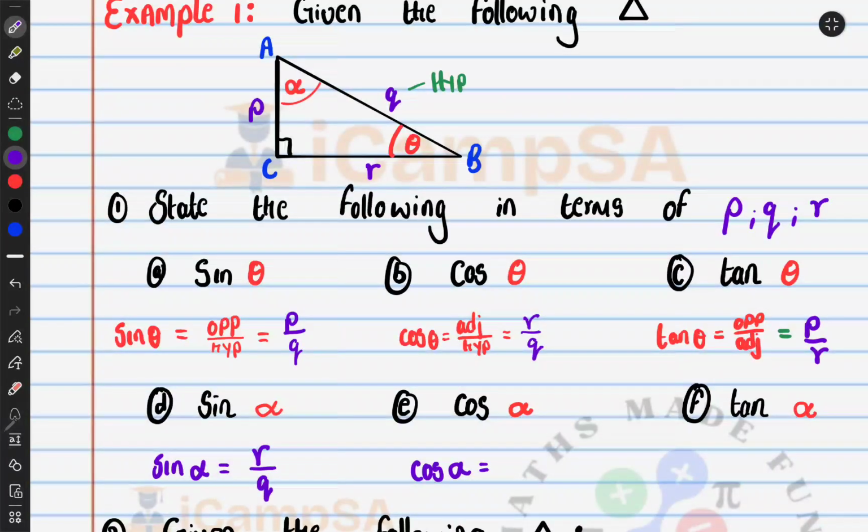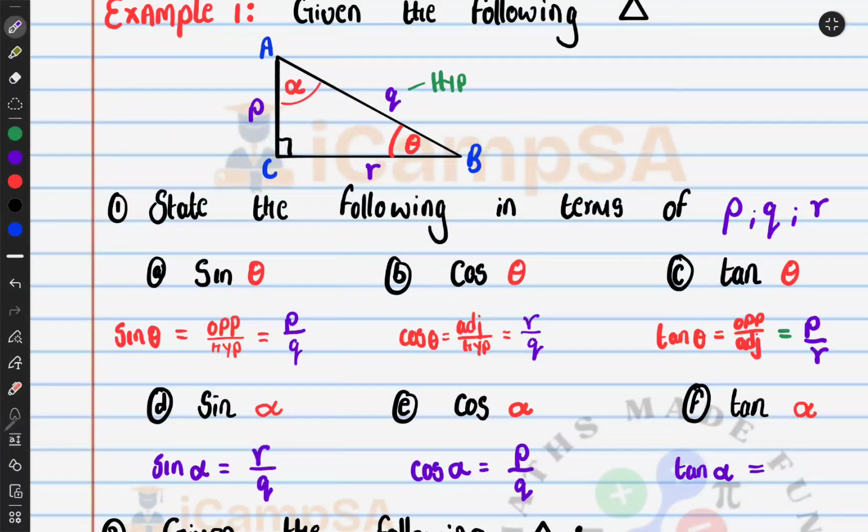Adjacent side over the hypotenuse. What is the side that is adjacent next to alpha? Angle alpha now is side P. Therefore, we're going to have P over Q. The hypotenuse still hasn't changed.